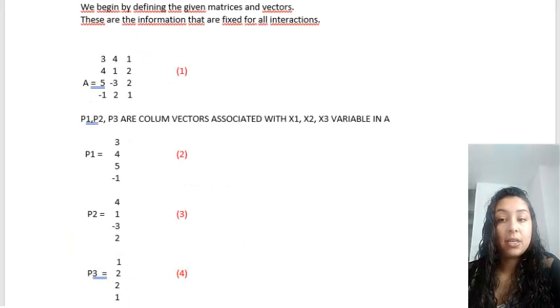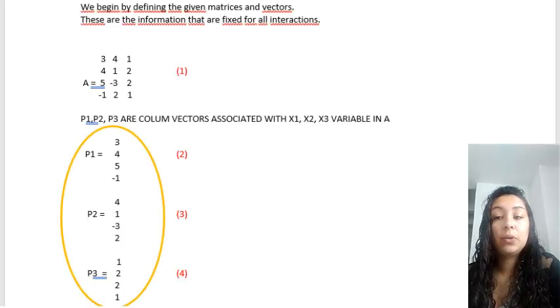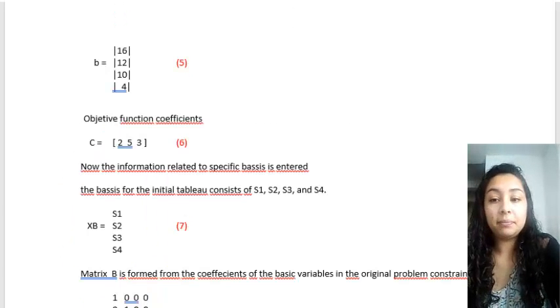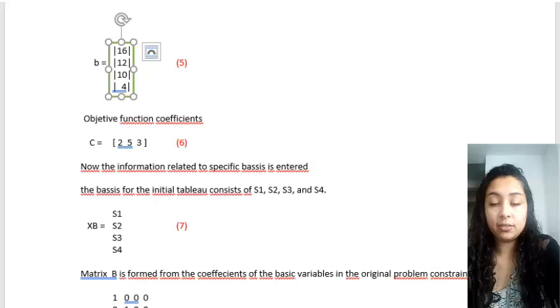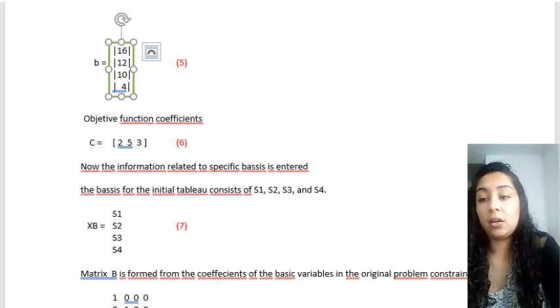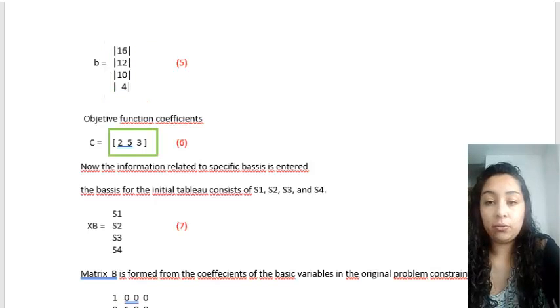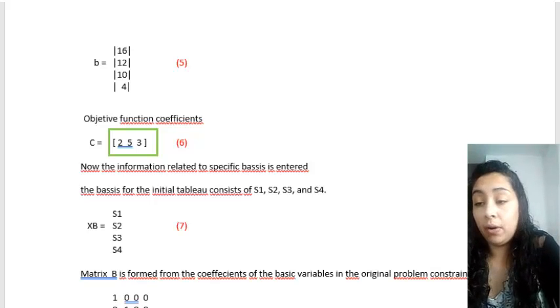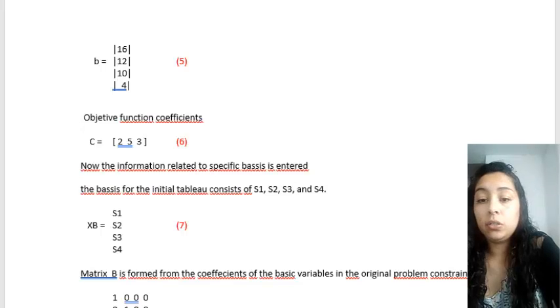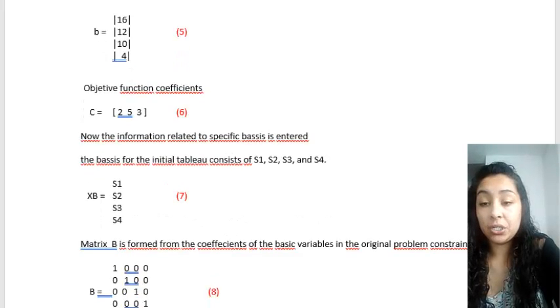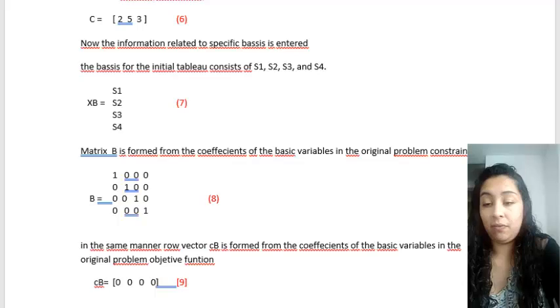The elements of the matrix, P1, P2, and P3, are defined. The right-hand side vector is defined. The cost or profit vector, vector C, has been defined based on the information in the problem. Now we are going to look at the calculation related to this specific basis.